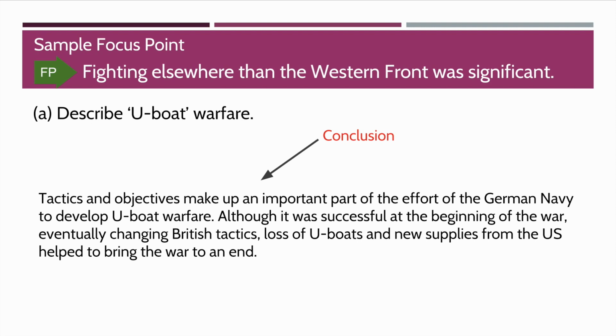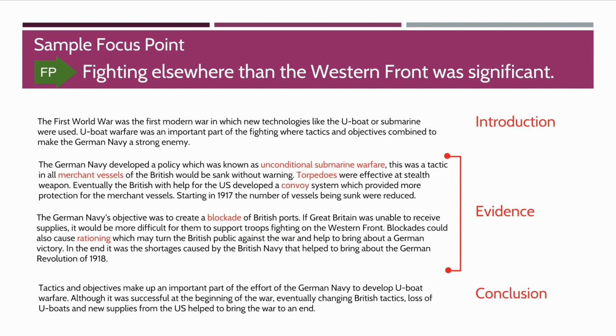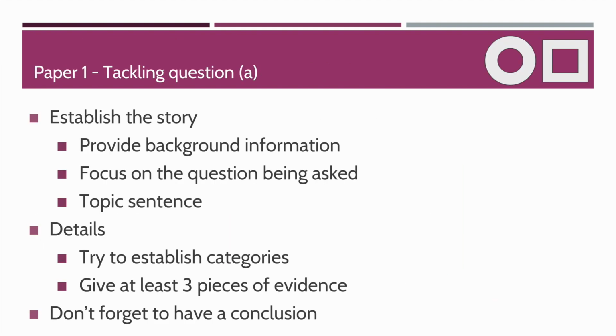Let's take a look at the whole paragraph. Here at the top, you can clearly see the introduction, two pieces of evidence, since we had two categories, tactics and objectives, and then at the bottom, conclusion. So let's finish up. Paper number 1, question A. First, you as a writer need to establish the story. Provide the background information. Focus on the question being asked and provide a topic sentence.